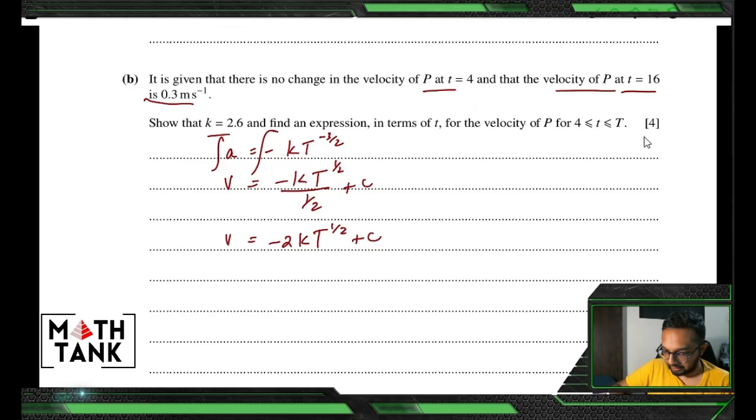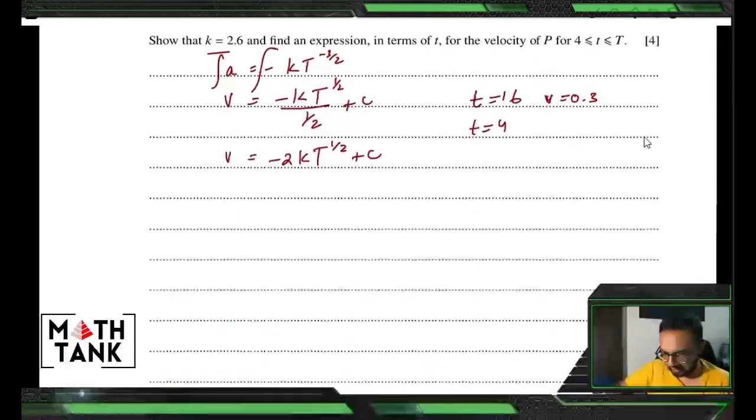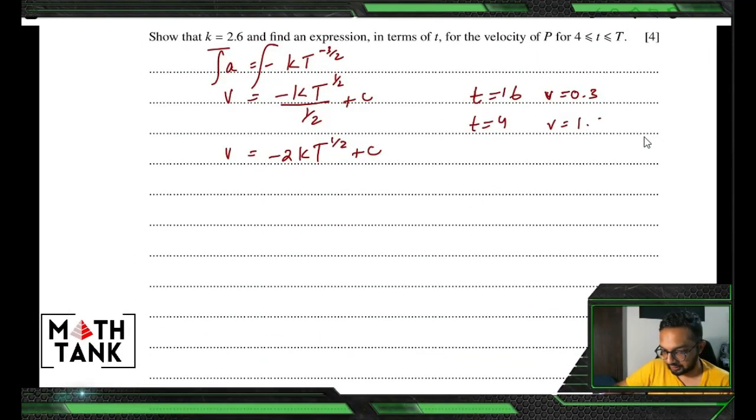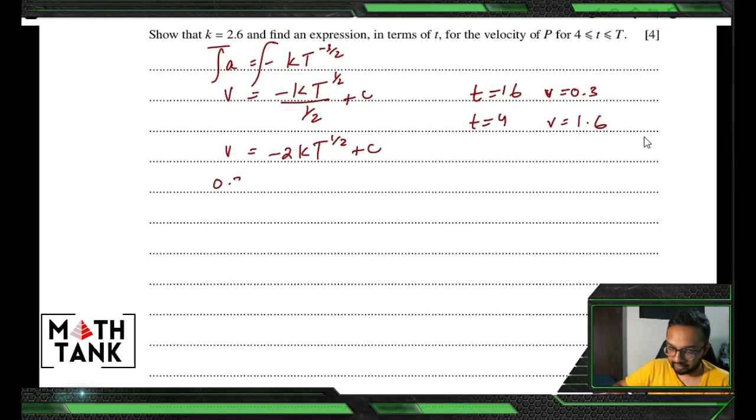What I can then imagine is that there are two coordinates. One is that when t equals 16, v equals 0.3, and the other that I found out was when t equals 4. Since there's no instantaneous change, there's another coordinate, 1.6. So I'm going to use both of these in order to find the value for both c and k. It's going to be a set of simultaneous equations. Let's try to do that quickly.